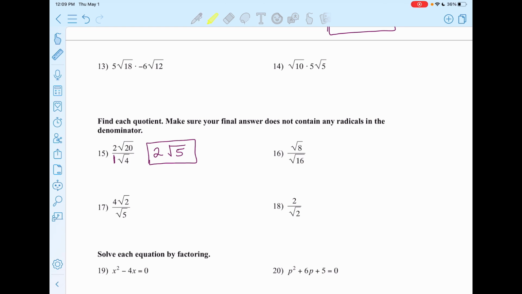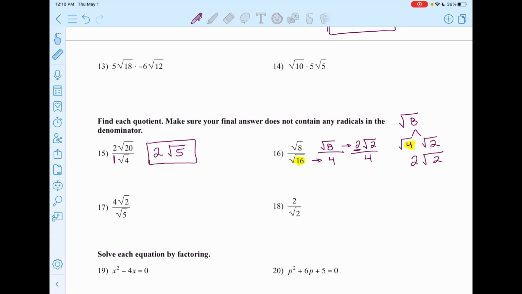For 16, I noticed that 16 is a perfect square. The square root of 16 is just 4. So this is going to turn into radical 8 over 4. And I'm going to check to see if radical 8 can be simplified. And it can. 8 can be divided by 4, which is a perfect square. The square root of 4 is 2. And 2 cannot be simplified any further. So this radical 8 is going to turn into 2 radical 2 over 4.